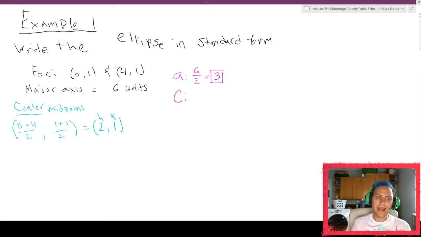Well, think about that then. How far is (0, 1) from (2, 1)? Well, the 1s are lined up. The 0 and the 2 are 2 apart. 2 is also 2 away from 4, so you can see it's equidistant from both of these. So what I know is my c is equal to 2. I'm in really good shape now.